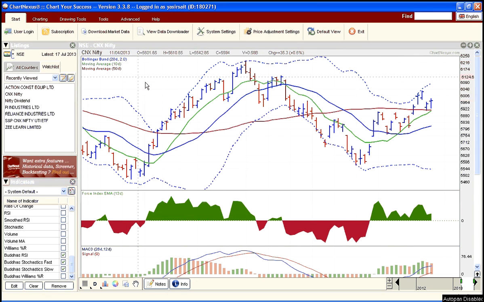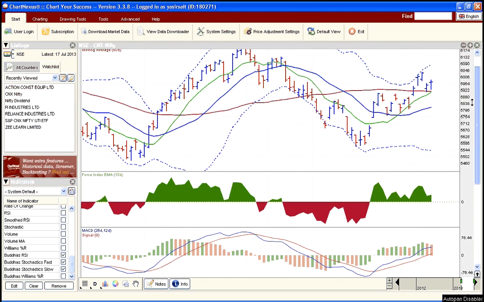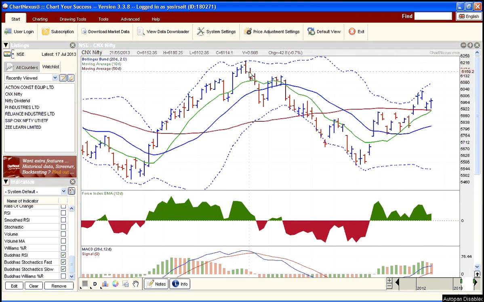This is the CNX Nifty, and as we can see over here, from midway of May, Nifty has gone into a corrective phase. Now over here, what you see at the top of the screen is the OHLC chart, which also stands for open, high, low and close. I have put in the Bollinger Bands, which are the dotted lines above and below. The blue line here is the 20-day moving average. The green line is the 50-day moving average, and the blue line is the 200-day moving average.